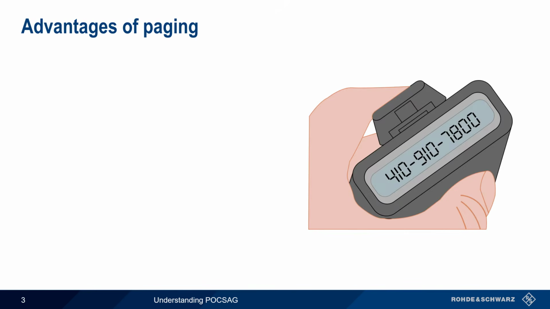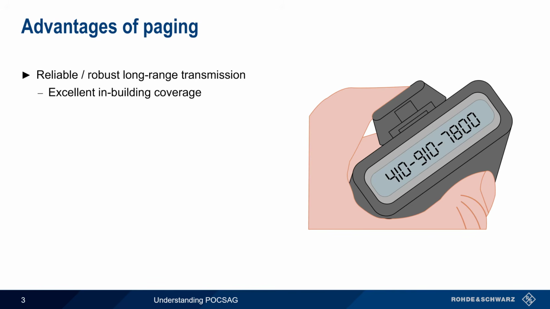Paging has a number of advantages over other radio communication systems. The most important of these is that paging excels at providing reliable and robust coverage over larger geographical areas. Paging also provides excellent in-building coverage, especially compared to cellular or even two-way radios. Another significant differentiator of paging over cellular or two-way radio is that pagers typically can run for a month or more on a single, easily replaceable battery. We'll explain the reasons for this in more detail later in this presentation.